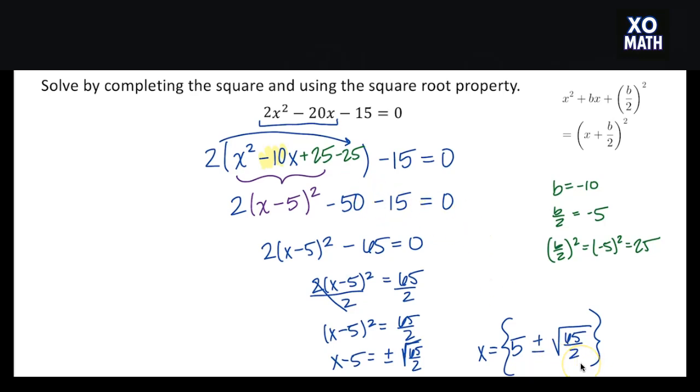I'm not going to bother rationalizing because this was more to practice this technique of completing the square, so that we could create, again, something that allows us to apply that square root property to solve the quadratic.